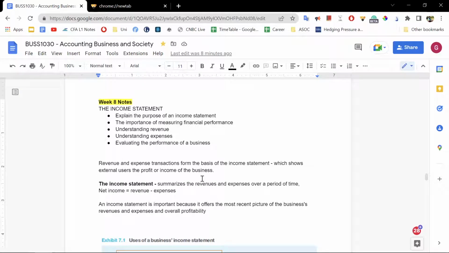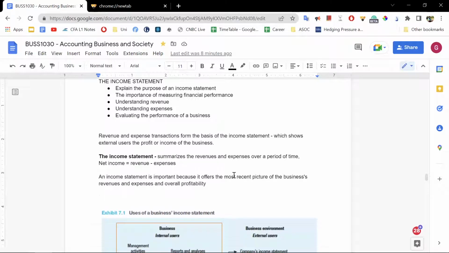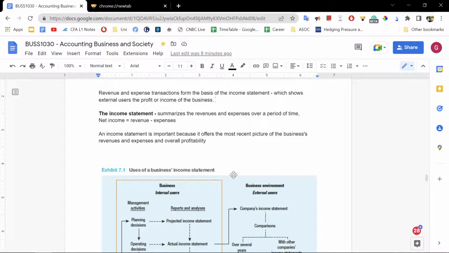Furthermore, income statements contain non-cash elements of a company's operations, such as depreciation and amortization. These are non-cash expenses that are still recorded on the income statement. Revenues and expenses transactions form the basis of income statements, which show external users the profit or income of a business. However, unlike the cash flow statement, income statements also include non-cash expenses, as we talked about: depreciation and amortization. These are non-cash expenses that are, however, recorded within the expense section of the income statement.